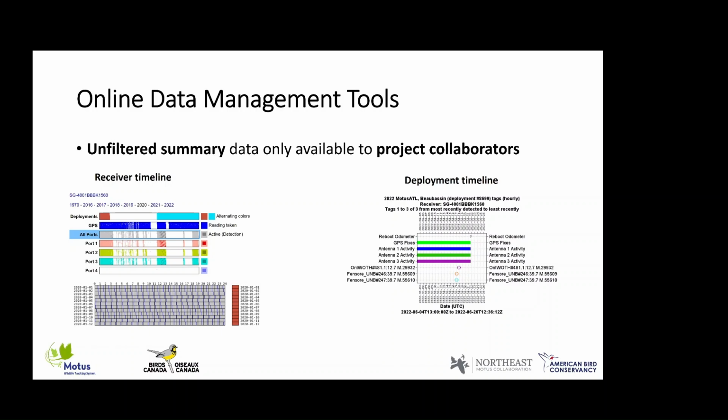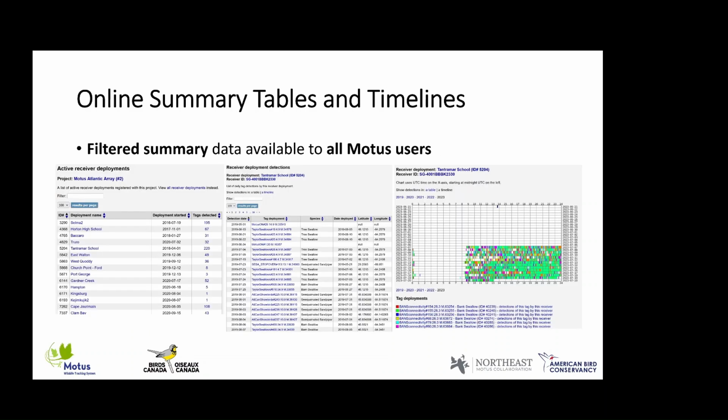So this is an important thing to know. If you have a receiver, you have access to these data for your receiver. The other option is to use the summary tables that we have online. So these are available to all Motus users. If you're not logged in, you won't be able to see the timelines or the maps that are available. But if you are logged in, then you can.